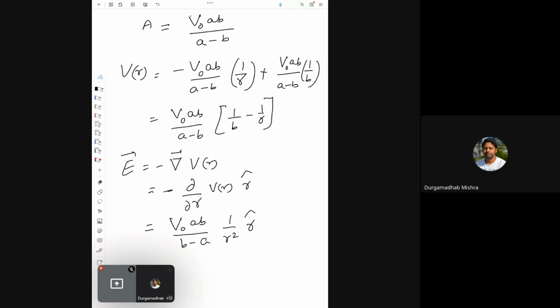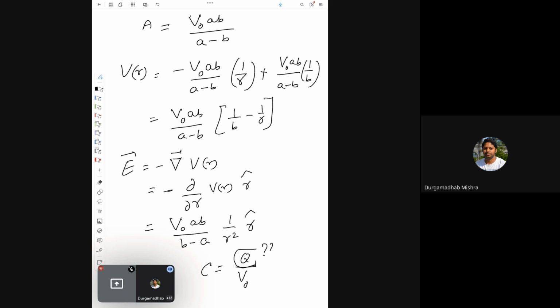But how to find out the capacitance? So to find out capacitance, we know C is equal to Q by the potential difference, which is V naught. So for one plate it is V naught, for the other plate it is 0. So the potential difference is V naught. So C will be equal to Q by V naught. So the main thing is how to find out what is Q.